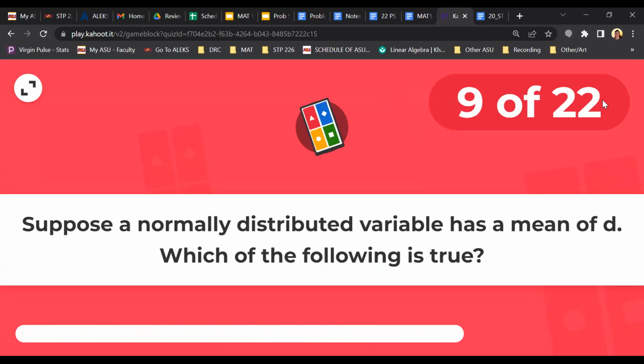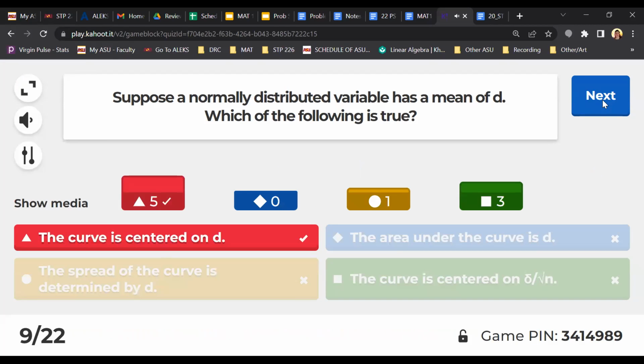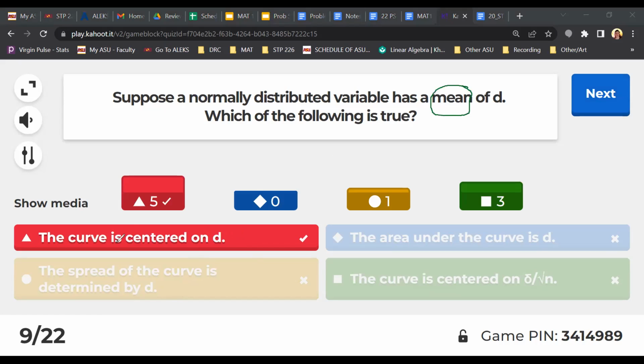Suppose a normally distributed variable has a mean of d. Which of the following is true? All right, so about half of the respondents got the correct answer. So if something is the mean, that should be where our center is, okay? So if something is our mean, that's where our center should be. Can anyone tell me what is the area under the curve?